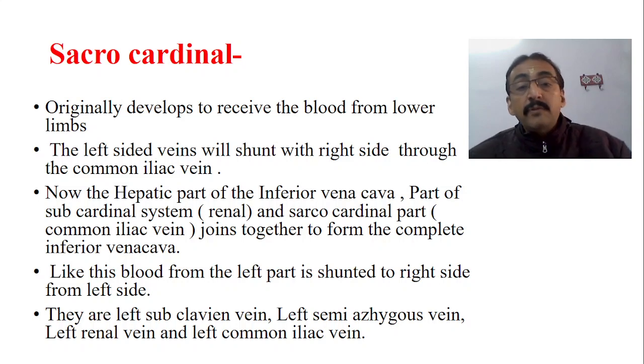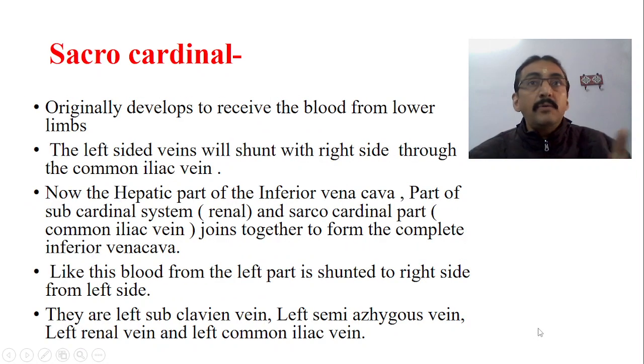Like this, blood from the lower part is shunted from the left side to the right side. So they are the left subclavian vein, left hemiazygous vein, left renal vein, and left common iliac vein. This is actually the combination which forms the inferior vena cava.